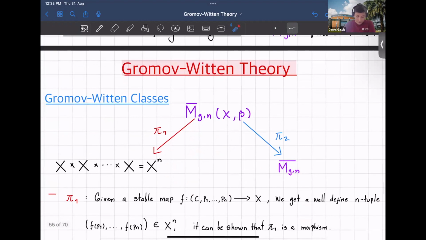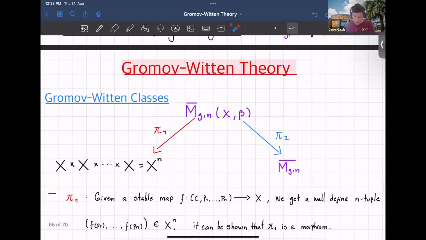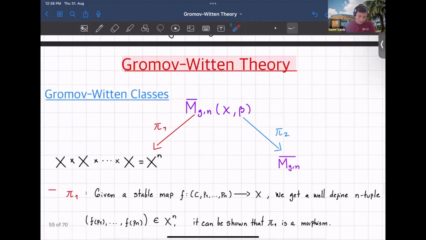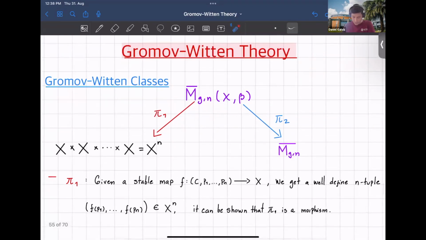Okay, so the first map, P1: given a stable map where you have a curve C with N marked points, you send them to X, and we get a well-defined N-tuple, evaluated as f(p1), ..., f(pN), inside X to the power of N. Note that this N is the same N as the number of marked points, okay? And it can be shown that P1 is a morphism.